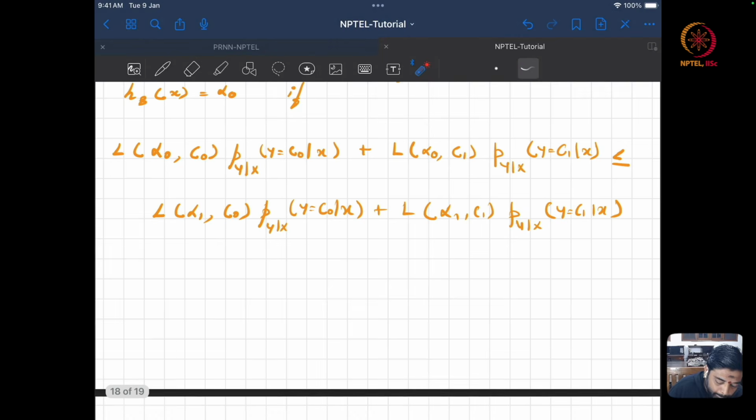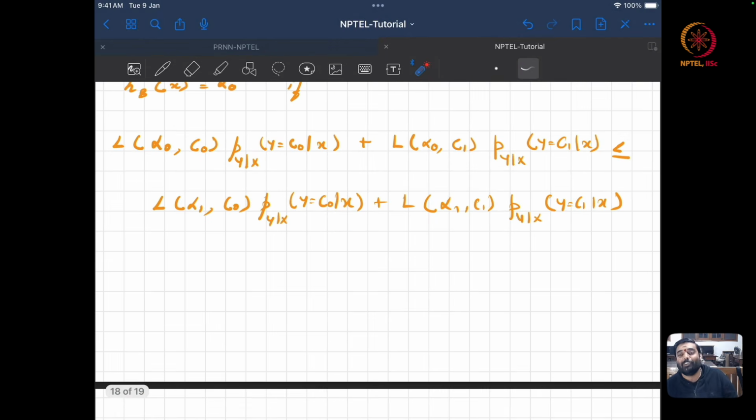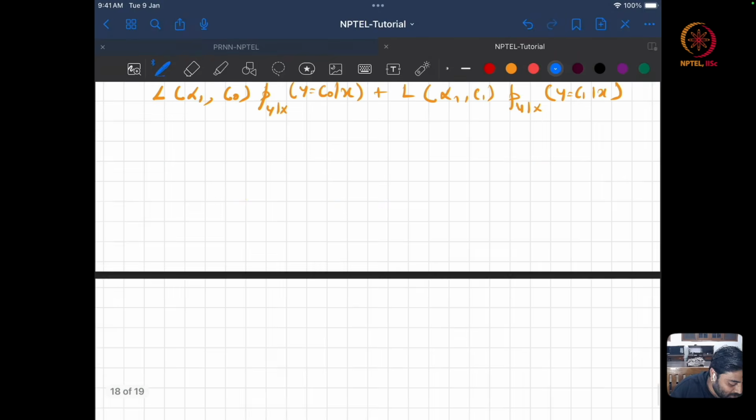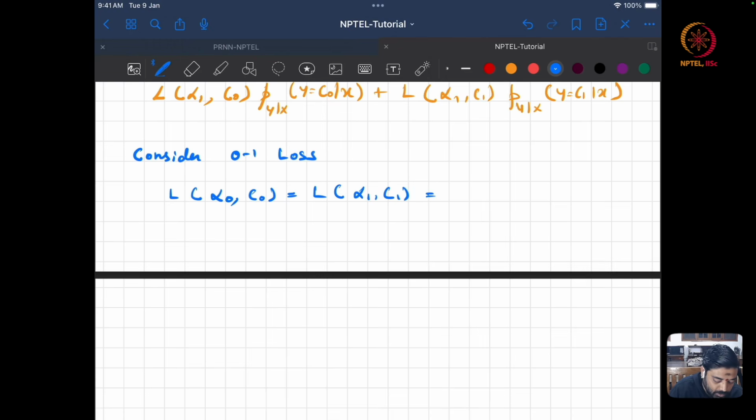Okay. So now I know that it is too verbose, having too much of notations. So now let's reduce the notations. Let's take the 0-1 loss. Now I am coming to the specific case of 0-1 loss. Now consider 0-1 loss. What do you mean by that? The loss incurred when I'm saying alpha 0 and C0 is equal to the loss when I'm saying alpha 1 and C1. These are the same, and it is 0.